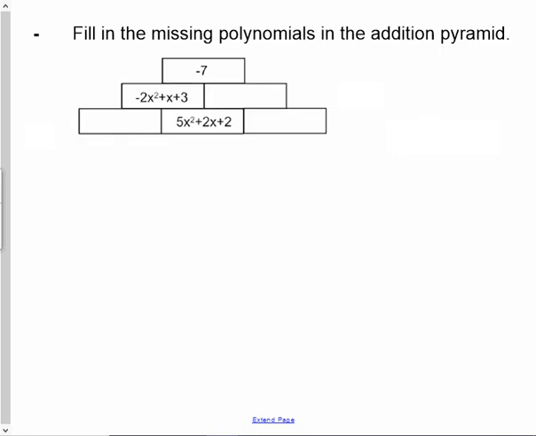Next question, fill in the missing polynomials in the addition pyramid. So I'm going to start first with this one here. I have negative 2x squared here, and I have 5x squared here, which means this had to be a negative 7x squared for those two to combine to get negative 2x squared.